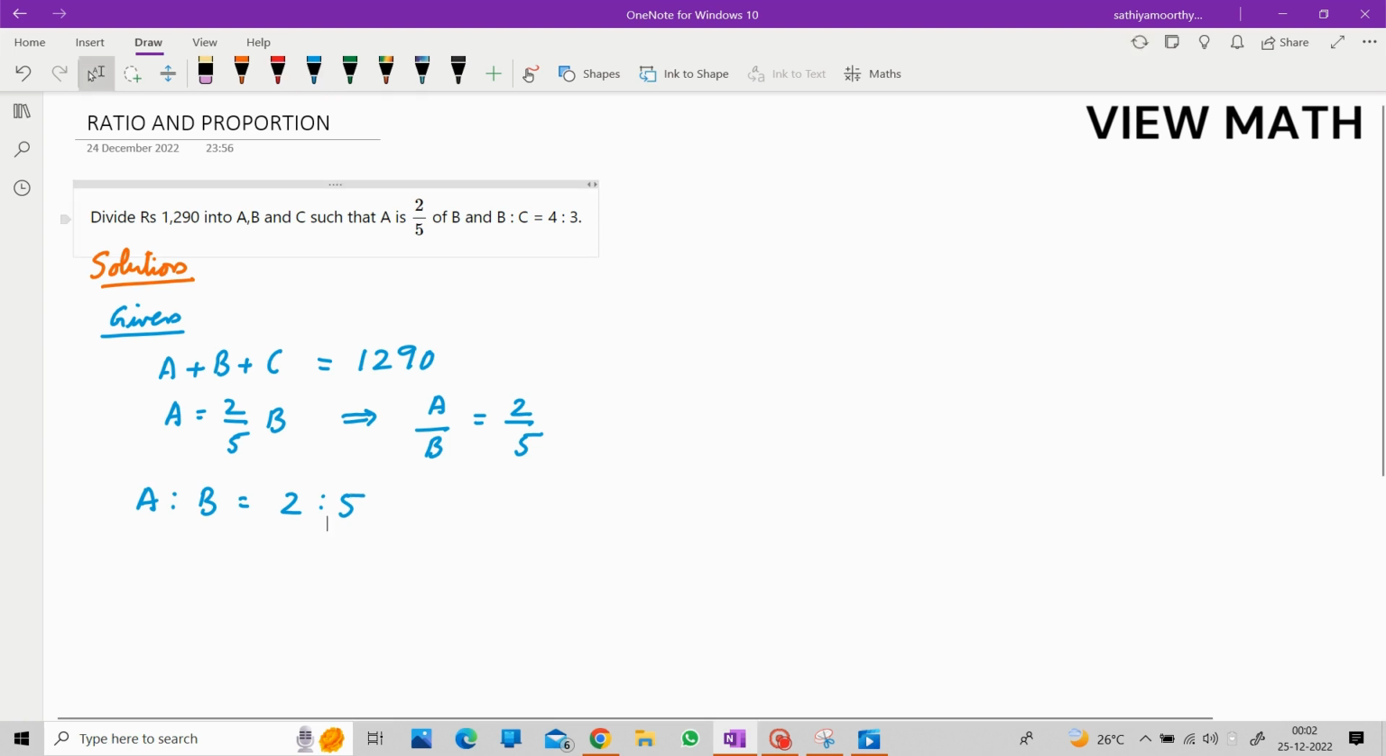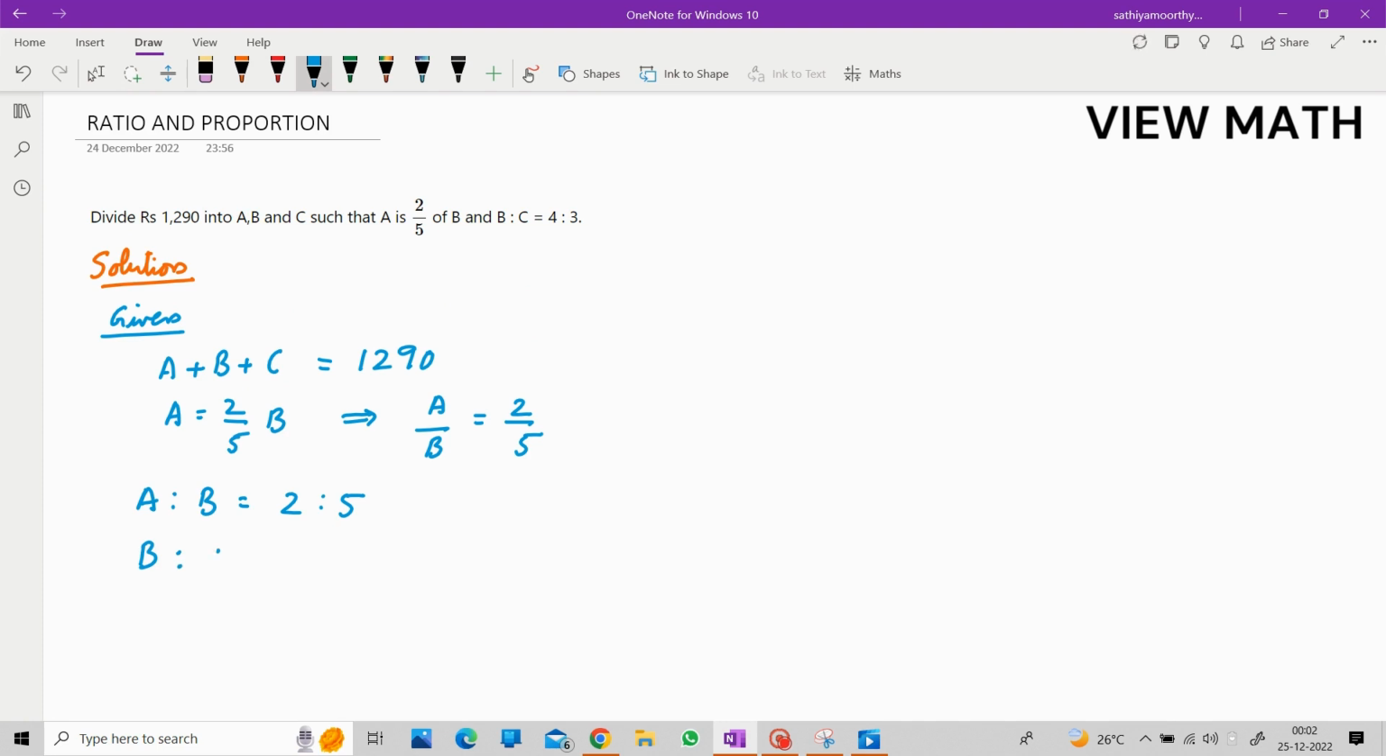The next condition is B is to C is equal to 4 is to 3. So I need to combine these two ratios. If I want to combine these two ratios, the B value should be the same, only then I can combine them. For making the B values the same, I'm going to multiply the first ratio by 4, and I'm going to multiply 4 is to 3 by 5.